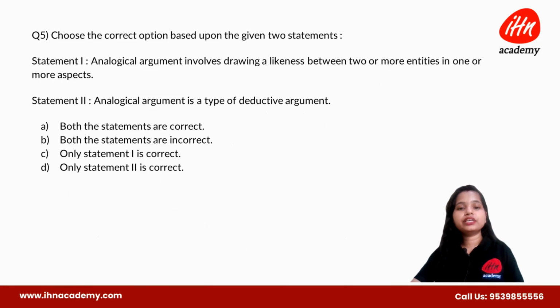Choose the correct option based upon the given 2 statements. Analogical argument involves drawing a likeness between 2 or more entities in one of the aspects. Analogical argument is a type of deductive argument. Okay, so analogical argument means to find out some similarity. Similarity खोजना, किसी 2 चीजों में similar क्या समानता है. So to find out the likeness, the similarity between 2 or more entities. That is analogical argument. So the first statement is 100% correct.